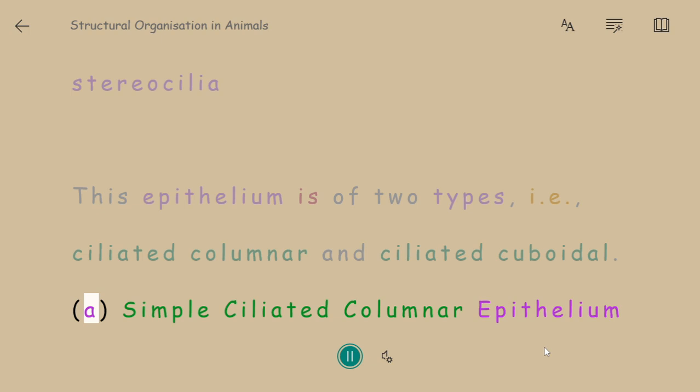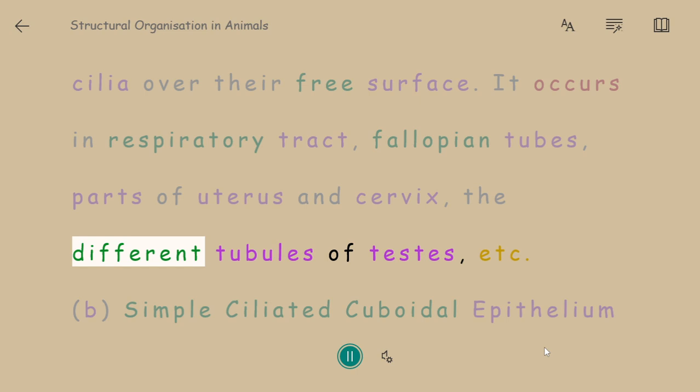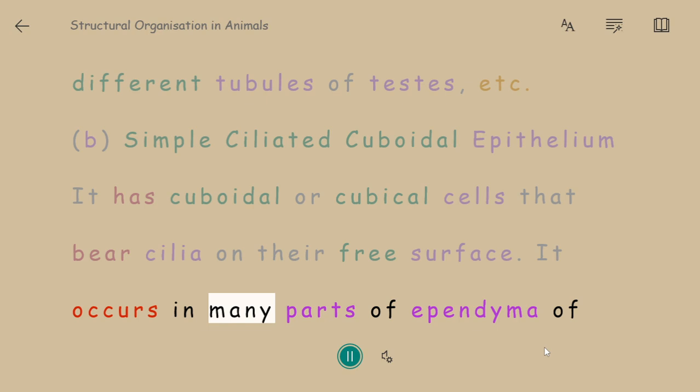A. Simple ciliated columnar epithelium. It possesses columnar cells that possess cilia over their free surface. It occurs in the respiratory tract, fallopian tubes, parts of uterus and cervix, the different tubules of testes, etc. B. Simple ciliated cuboidal epithelium. It is cuboidal or cubical cells that bear cilia on their free surface. It occurs in many parts of the ependyma of the nervous system and parts of uriniferous tubules.